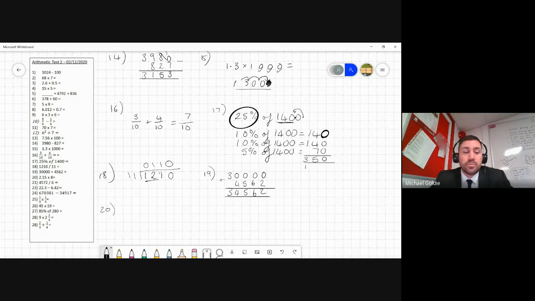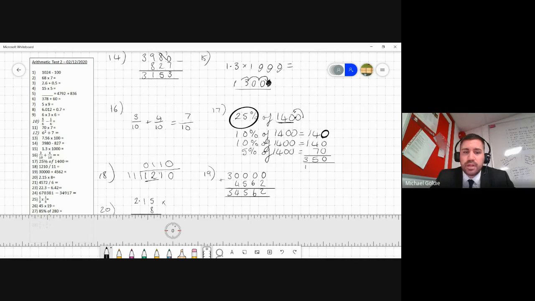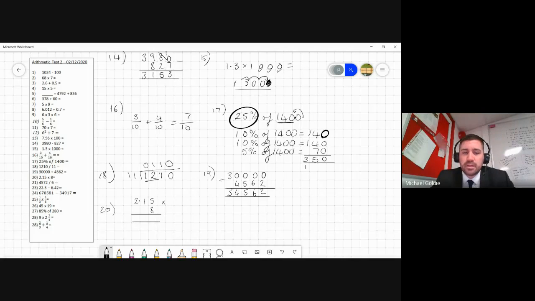Now, number 20 is 2.15 multiplied by 8. Okay, so I'm going to set this out like this. We're going to do 2.15 multiplied by 8. Now, when you are multiplying decimals, it's really important to make a note of how many decimal places are in here. So this one is 1, 2. It's in 2 decimal places. We'll keep a note of this and I'll explain later. This one obviously has nothing. It's just the whole number. So then we're just going to go and work this one out now.